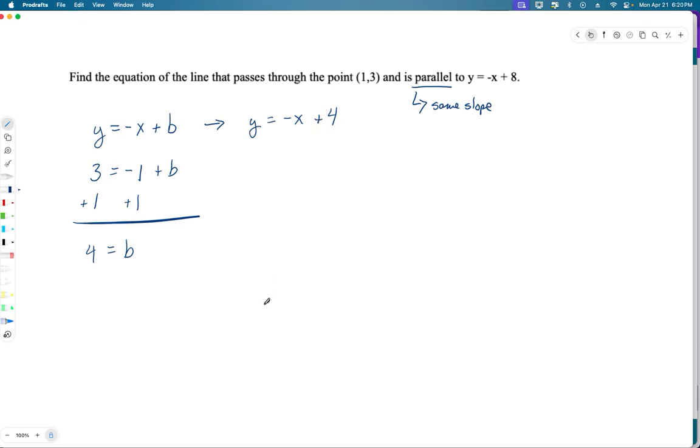That is the way you would find the equation of the line. You just rewrite it with the same slope and substitute in the point and solve for b, and then put b into the equation. All right, so this is the answer.